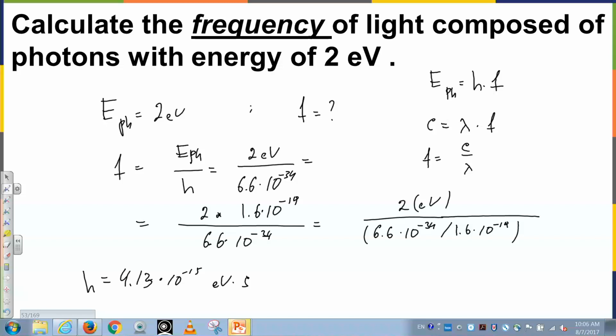times seconds. So now the frequency will be equal to 2 divided by 4.113 times 10 to the negative 15th. We bring it over, makes it 10 to the positive 15th. So this is a kind of shortcut you can use. If you want to, you don't have to. So that's going to be around less than 0.5. 0.48, yeah.